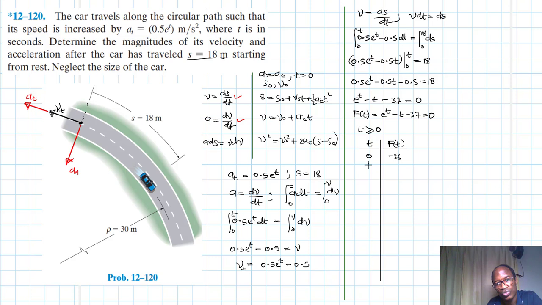Maybe let's go to 2. Okay, so we keep on moving, going up, 2 and 2 there. We have minus 31. Okay, let's go to 8. We have 2935. So we know that the solution is somewhere between 2 and 8.